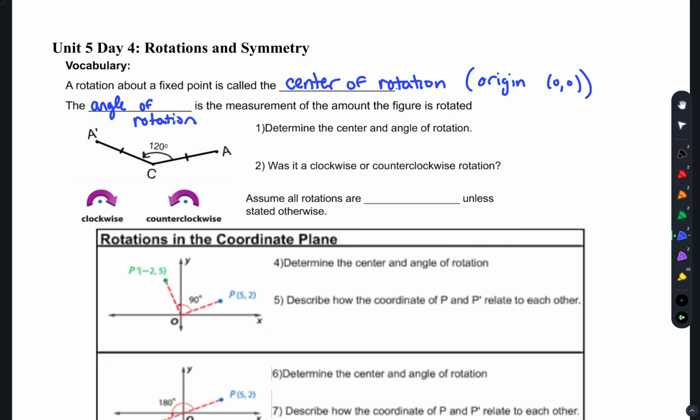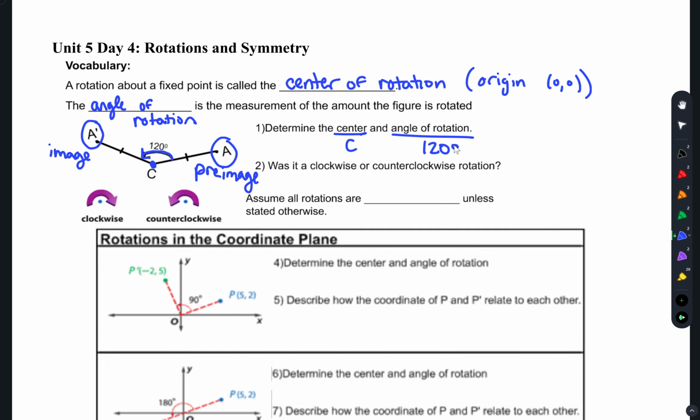So if I look at a diagram, I'm going to determine the center and the angle of rotation. The center is usually just a point. So point C is the center here. The angle of rotation tells me how far around I'm turning. Remember, we are always going from the pre-image, which has no tick mark, to the image, which does have that little prime symbol. So make sure you are always starting with that pre-image. And from the pre-image to the image, it is turning 120 degrees as labeled.